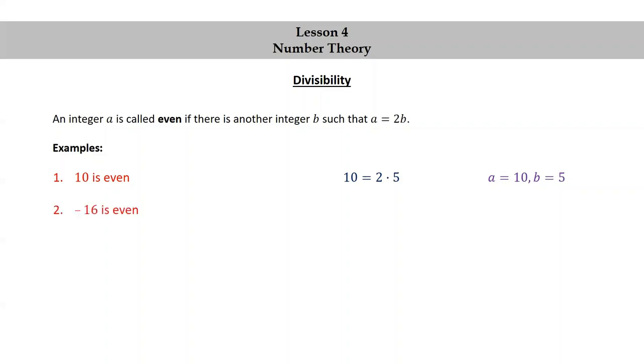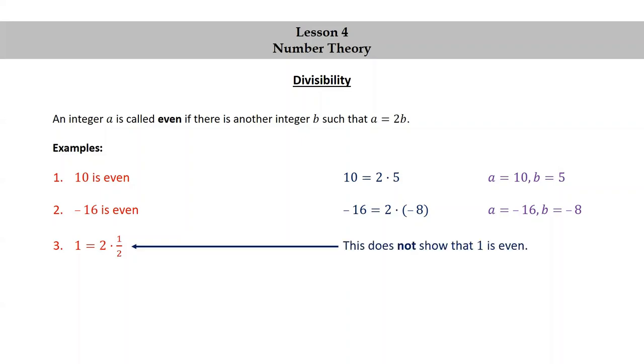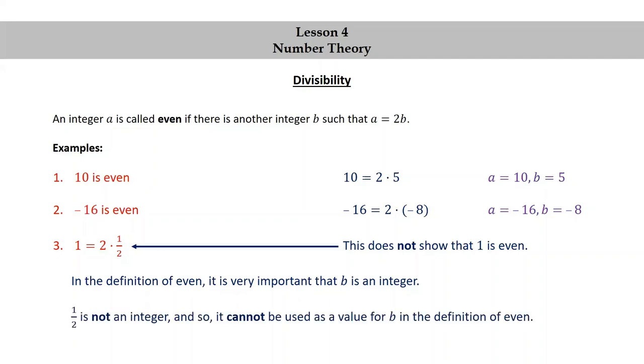Negative 16 is even because negative 16 is equal to 2 times negative 8. Here, a is negative 16 and b is negative 8. Now, 1 can be written as 2 times a half, but this does not show that 1 is even. In the definition of even, it is very important that b is an integer. 1 half is not an integer, and so it cannot be used as a value for b in the definition of even.